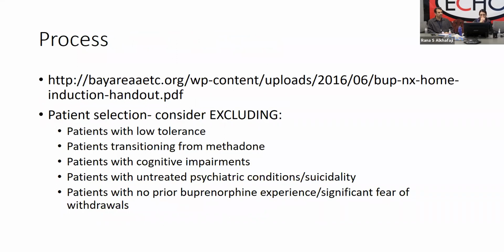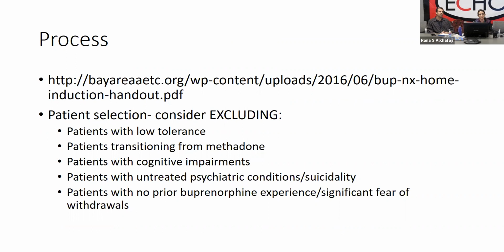So what is the process? I actually tried to click on this link and it came up as a closed link, so I'm not sure if other people are able to pull up the handout here, but there are good patient handouts, I believe, also on SAMHSA for at-home inductions. For patient selection, almost everyone would be able to do this. You could consider excluding the following people.